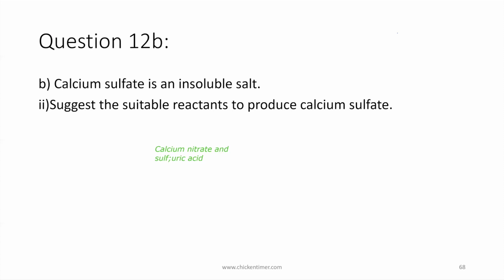Calcium hydroxide. Calcium oxide. Sulfuric acid. No. If it's an insoluble substance, you can only use two aqueous solutions. So your sulfuric acid is correct. Your calcium nitrate is correct. So things like calcium oxide you cannot use because it's insoluble in water.